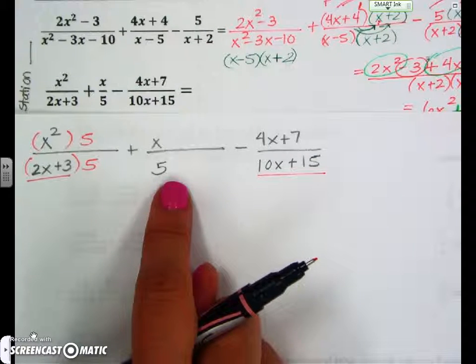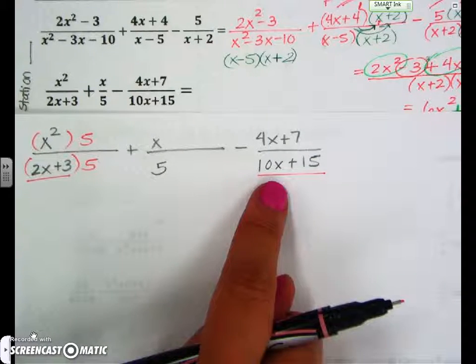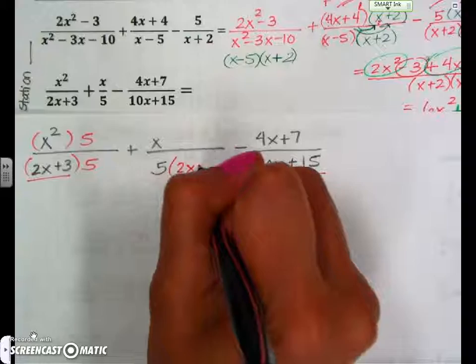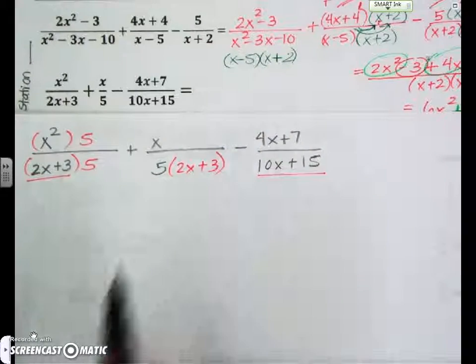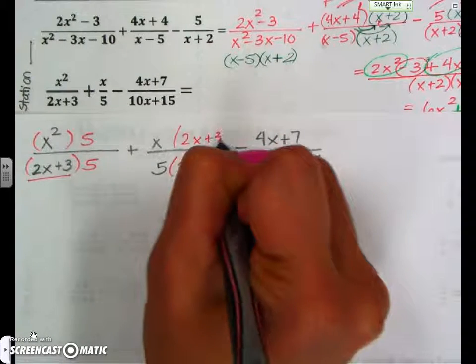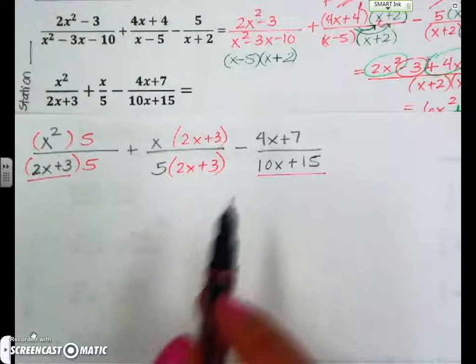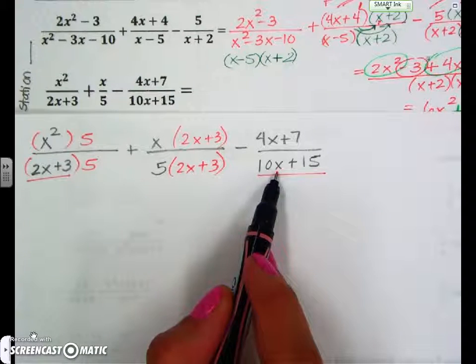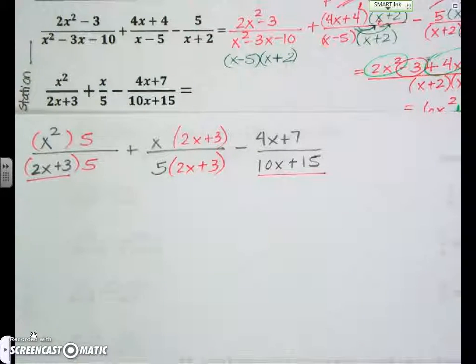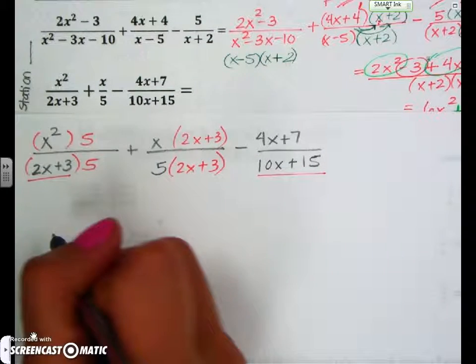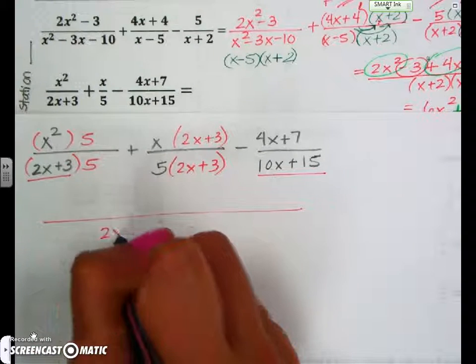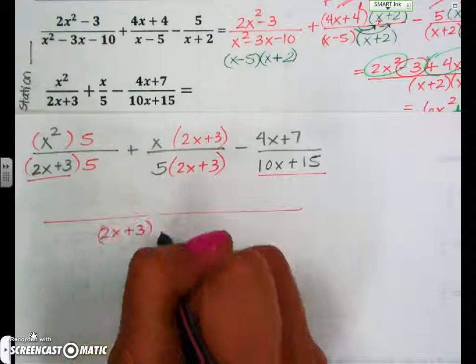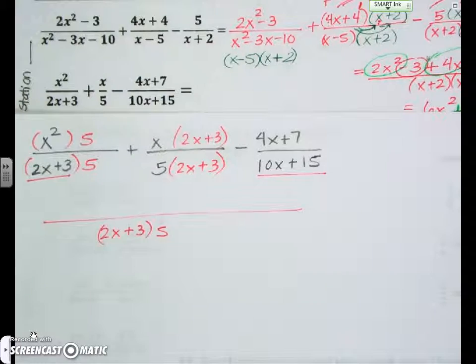What can I multiply 5 by to get 10x plus 15? 2x plus 3, right? And then you do it the same to the top and the bottom. So now when you multiply these together, 5 times 2 gives you 10x, and 5 times 3 gives you 15. So now I have a common denominator for all of them, which is just 2x plus 3 times 5, or you can write it as 10x plus 15.